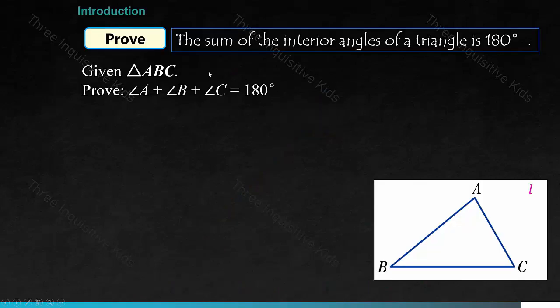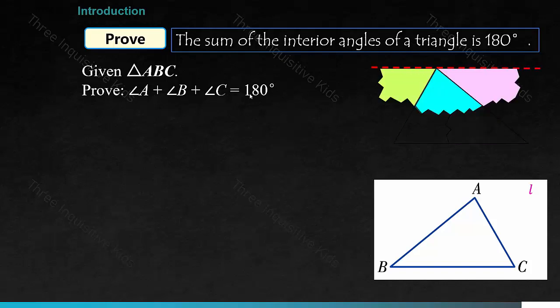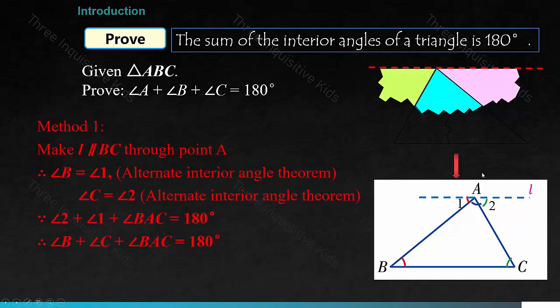We are given triangle ABC. Prove angle A plus angle B plus angle C equals 180 degrees. Well, here you can see we drew line L, and it's parallel to line BC. And so angle A and angle B should be equal. And this angle and angle C should also be equal. And this is using the alternate interior angle theorem.